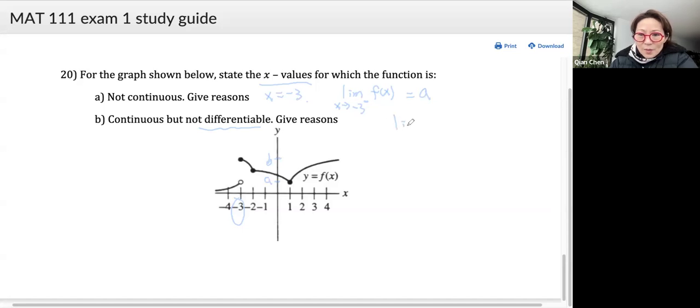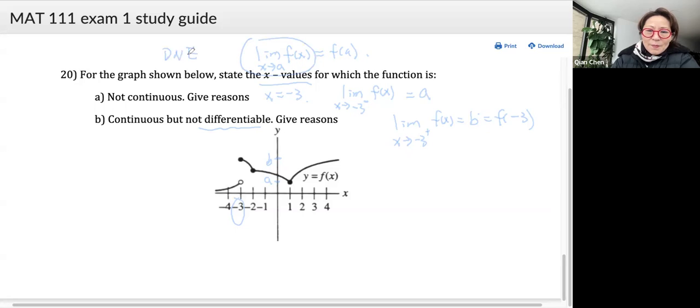Well, then what's the right limit? As x approaches -3 from the right-hand side, that equals B, or equals the function value, f of -3. So that's why it's not continuous. But remember, continuous means the limit as x approaches a value of a function equals the function value. That means the function is continuous. So they do not equal each other. The left limit and right limit do not equal, which means this limit does not exist.